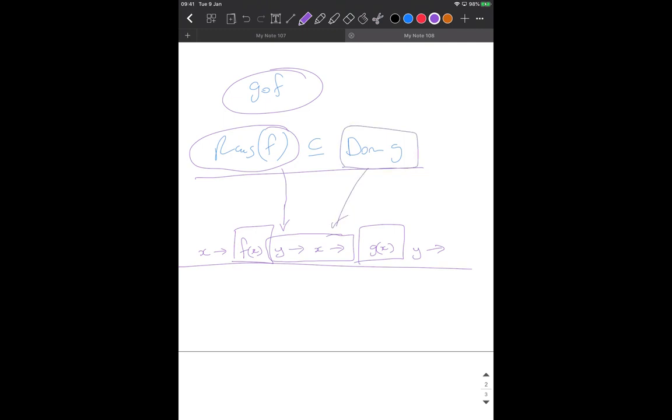So let's think about an example where that wouldn't work. Let's say our f was x squared, but, sorry, not x squared, let's just change it to x.